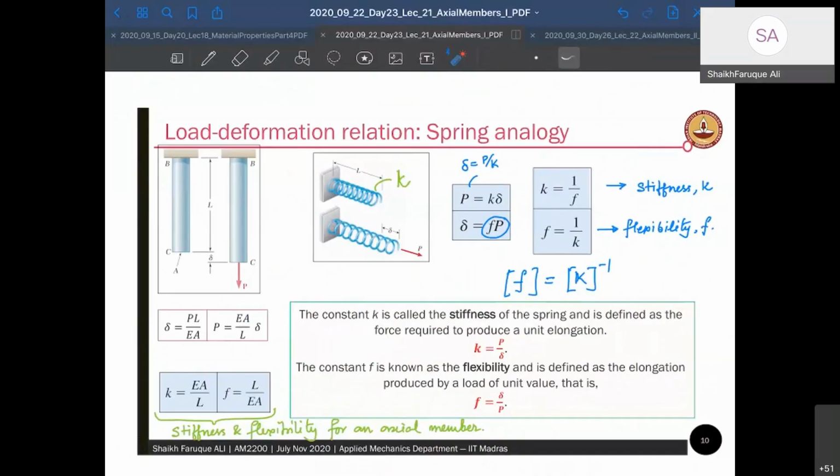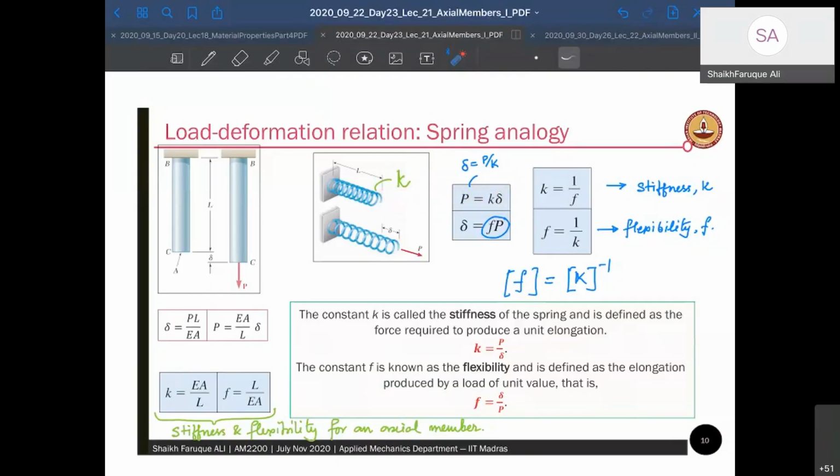Okay, having said that, now you can relate the force deformation relationship in a better way using a spring as your example. You know that deformation is given by PL by AE, so P is equal to EA by L into delta. We know force to deformation is related with something called stiffness of the material. For springs, we say that a spring has a stiffness K, which means that if you give a load P, the deformation is going to be P by K. So that's what we call spring stiffness K. So for a spring, P is equal to K into delta, where K is the spring stiffness.